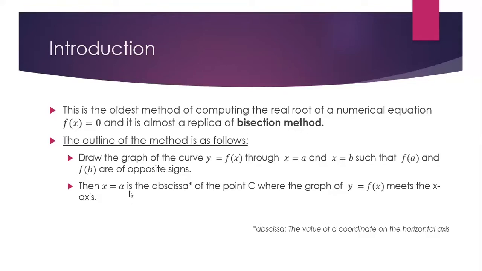Then x is the abscissa of the point C, where the graph y = f(x) meets the x-axis. What is the meaning of this abscissa? Because this word may be new to you. Abscissa is the value of a coordinate on the horizontal axis.